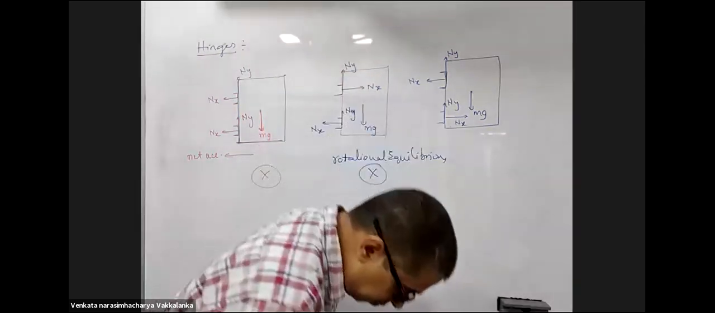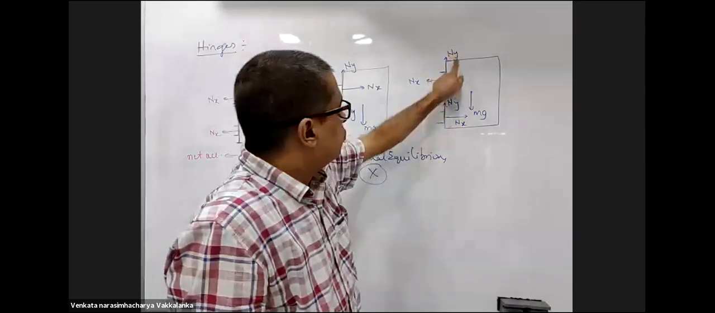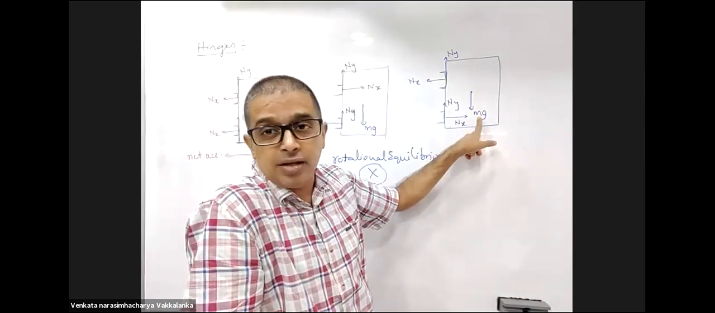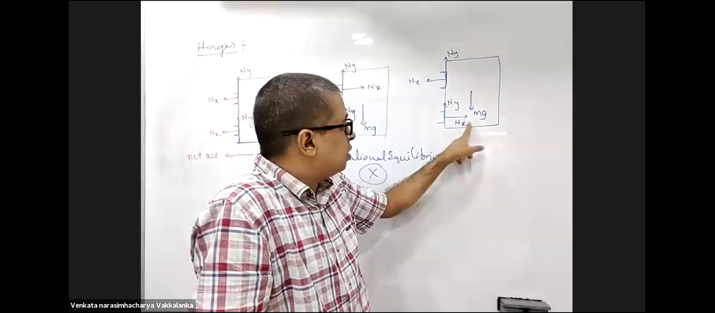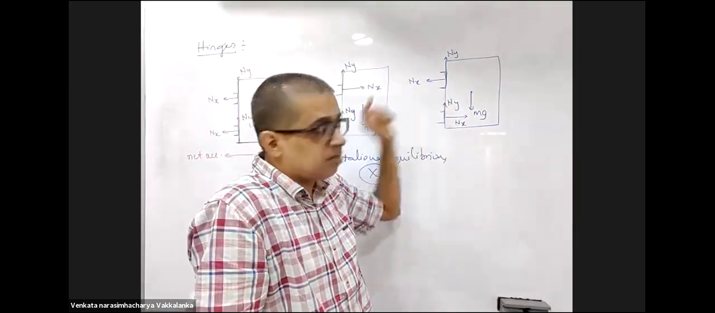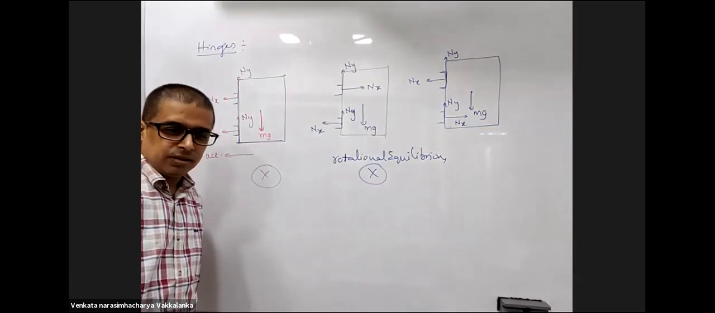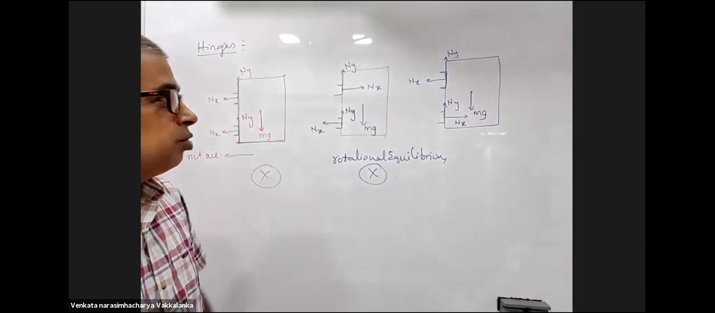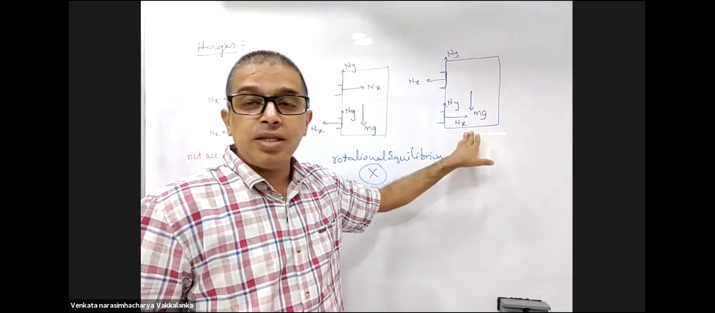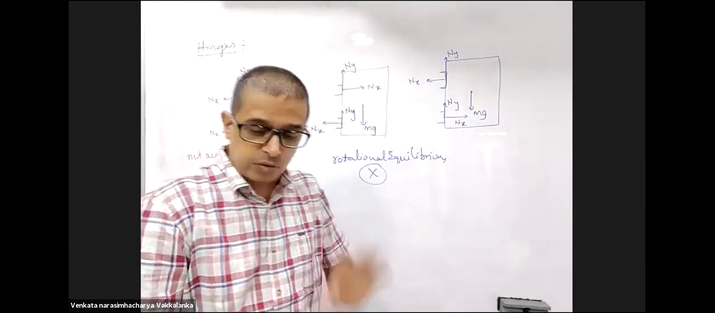Translational equilibrium. Forces in the upward direction are balancing forces in the downward direction. Forces in the positive x-axis direction are balancing the negative x-axis. Right? So, based on the circumstance, you will have to decide the direction of the normal force.